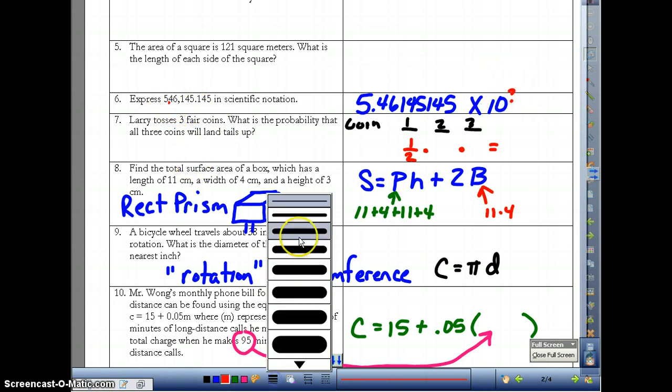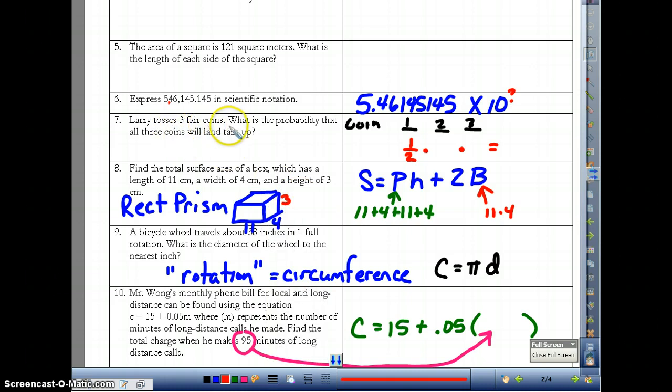Number 7, Larry tosses 3 coins. What's the probability that all 3 coins lands tails up? What's the probability that the first coin lands tails up? Yep, that's 1/2. What's the probability that the second coin lands tails up? Yep, that's 1/2. What's the probability that the third one's going to land tails up? Yep, 1/2. How do you find the probability of all those things happening at the same time? You multiply them all together. Tops times tops, bottoms times bottoms.